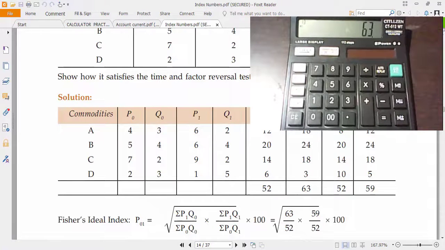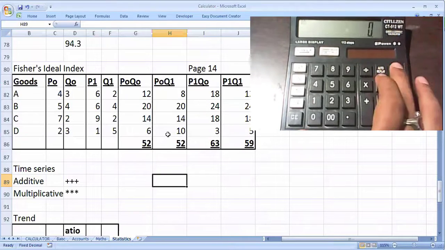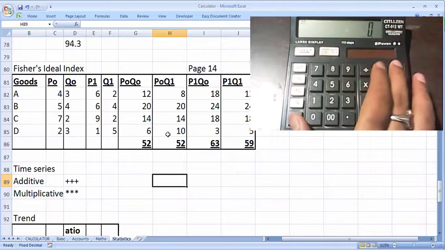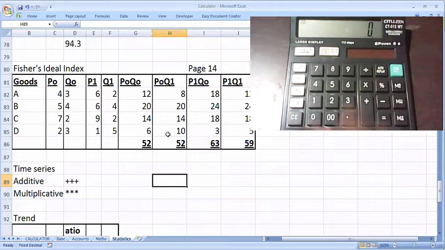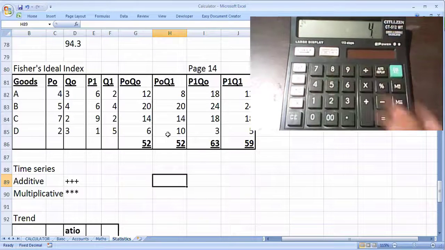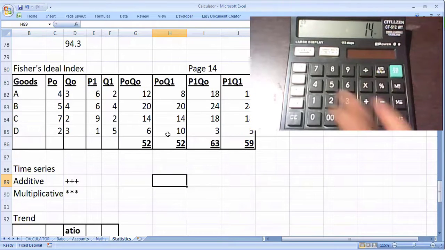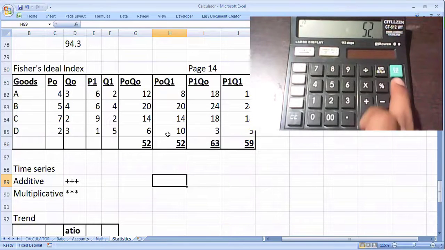Okay, so how can we do it? I'll tell you. First, go with the denominator only. What is the denominator, Nana? P0, Q0, P0, Q1, right? What is P0, Q0? 4 into 3, M plus. 5 into 4, M plus. 7 into 2, M plus. 2 into 3, M plus. MRC equals 52 value. Okay, Nana? So this is the MRC.